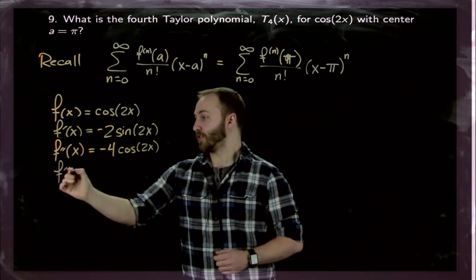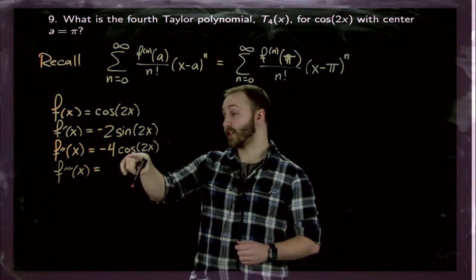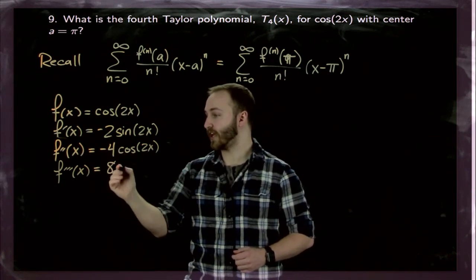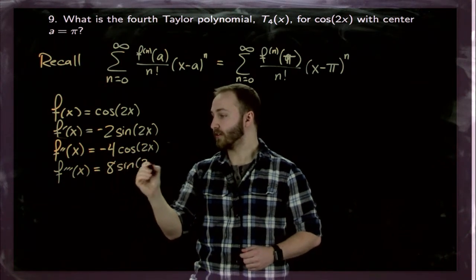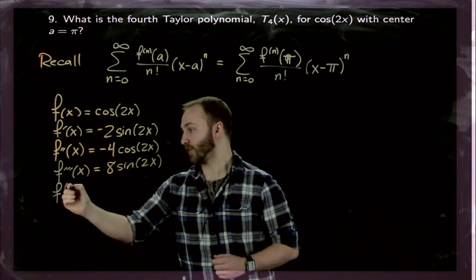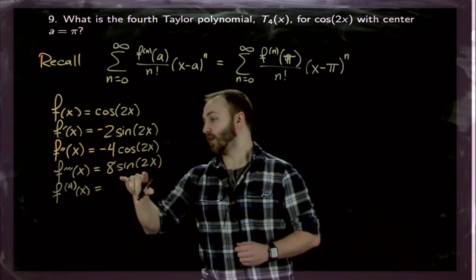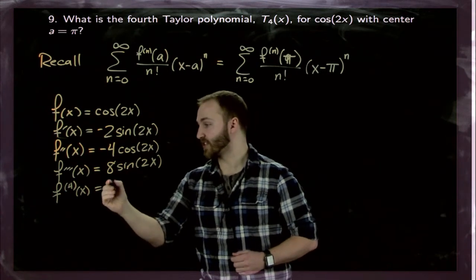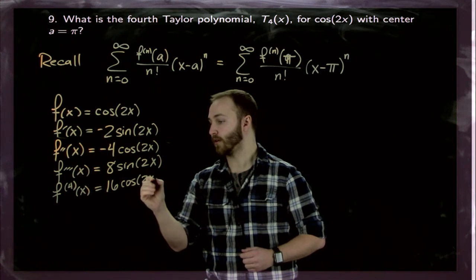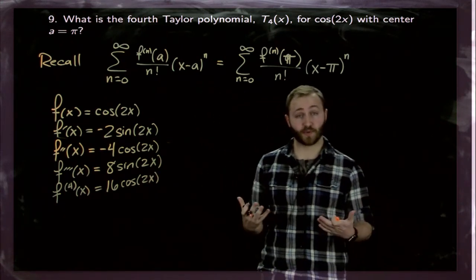Keep going, we need 2 more. The third derivative of f is equal to, let's see, derivative of cosine is minus sine, so the minus will go away, and we get another factor of 2, so it will be 8 sine of 2x. And one more. Let's see. The fourth derivative of f is equal to derivative of sine is positive cosine, so we get 16 cosine of 2x. Okay, so we've calculated all the derivatives we need.